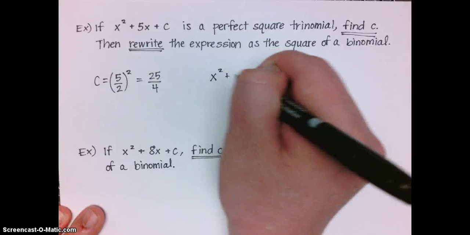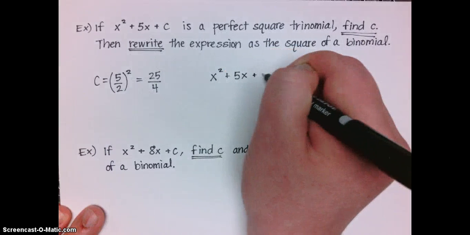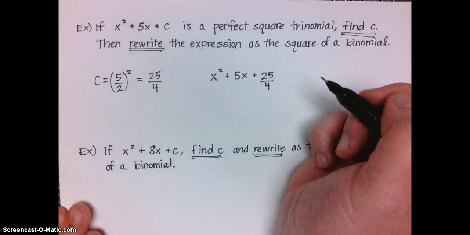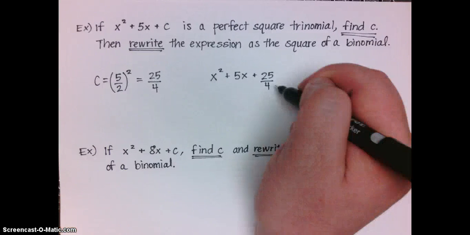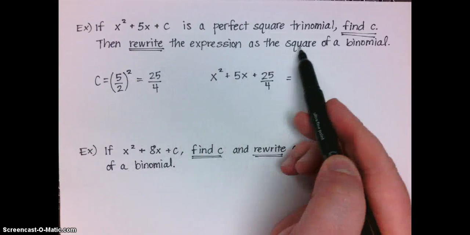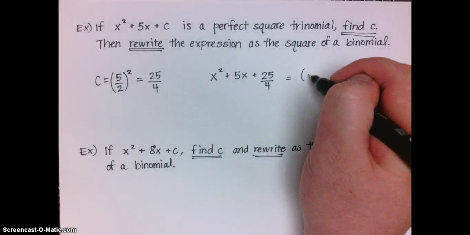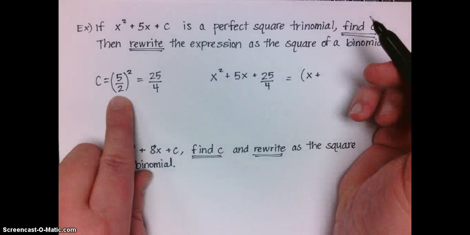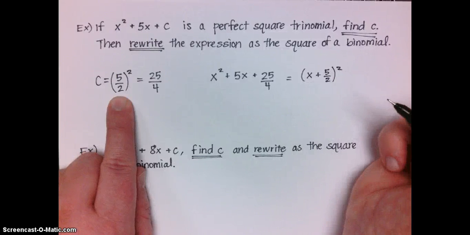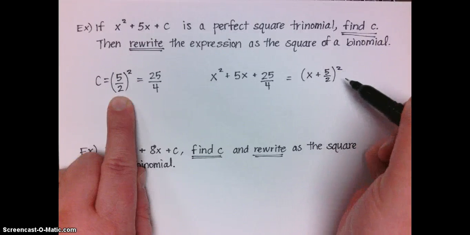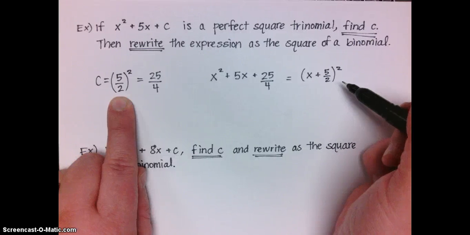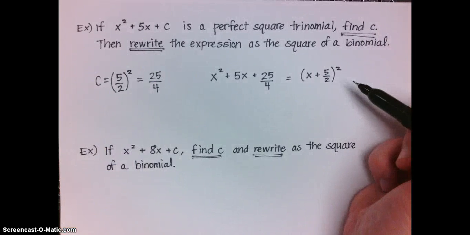So let me write that down for you. x squared plus 5x plus 25 fourths. That right there is going to be the expression adding in this constant. And so if I was going to rewrite this expression as the square of a binomial, that would be the same as x plus this number right here, 5 halves being squared. And this is really going to help you to be able to solve for x later on when we have a full equation. Right now we just have an expression. So let's try this whole process one more time.